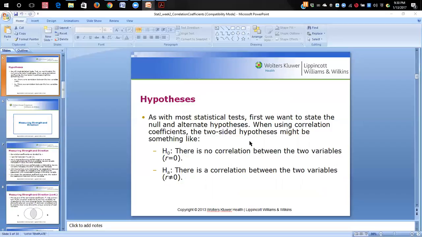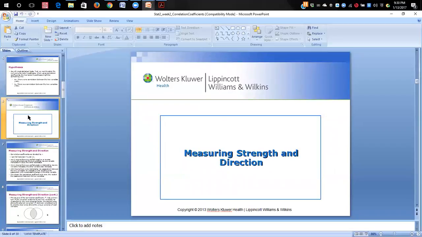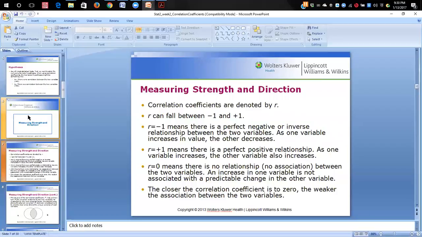The next slide is that correlation measures the strength and direction, and it's denoted by R. So correlation coefficient, whether it's Spearman or Pearson, is denoted by R and can fall between -1 and +1. -1 means perfect negative or inverse correlation between the variables. And +1 means a perfect positive correlation or relationship.